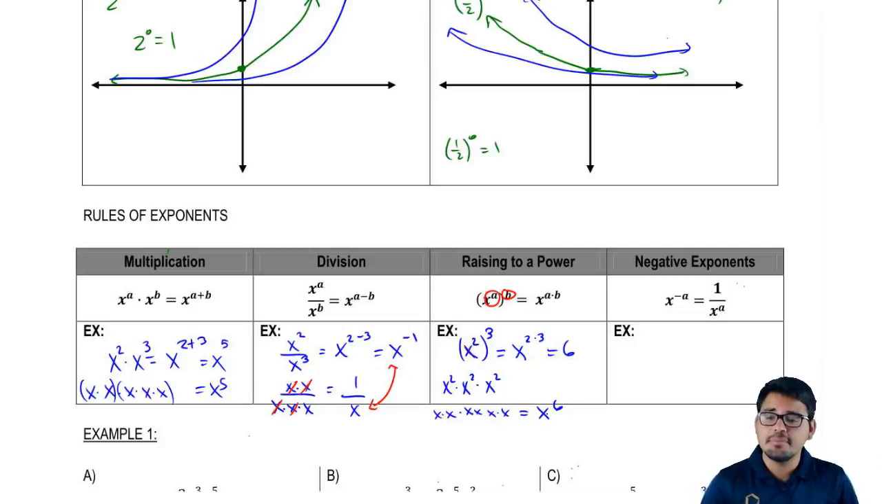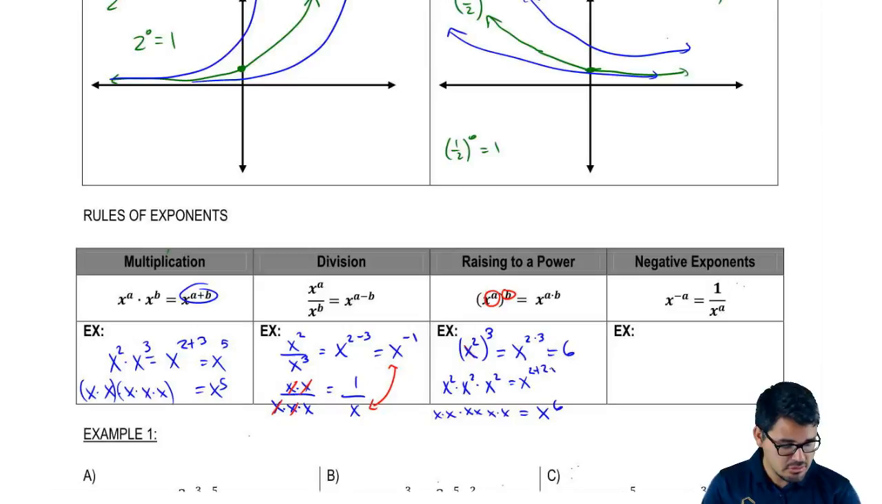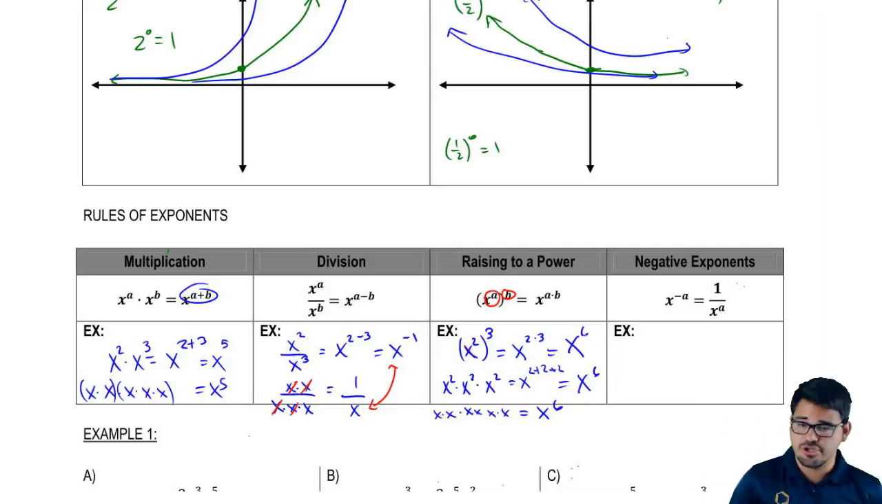If I add them all up, if I use my first rule here of addition when they're multiplying, I'm going to have 2 plus 2 plus 2, right? Which is also x to the 6. And I don't know why I just put a 6 here. This should have been x to the 6. Sorry about that. So anyway, we do this, we still get x to the 6, right? Starting with the first rule, going to the second rule we just learned.